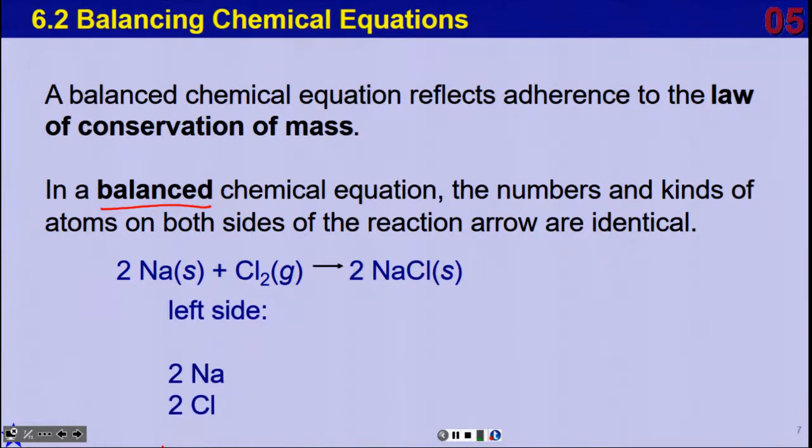So if you're counting them up, you'll want to count each side and be systematic, because otherwise you miss things. The left side has 2 sodiums, 2 chlorine. The right side has 2 sodium, 2 chlorine. We'll do more examples to make sure we're getting lots of practice to make sure we understand how this is done well.